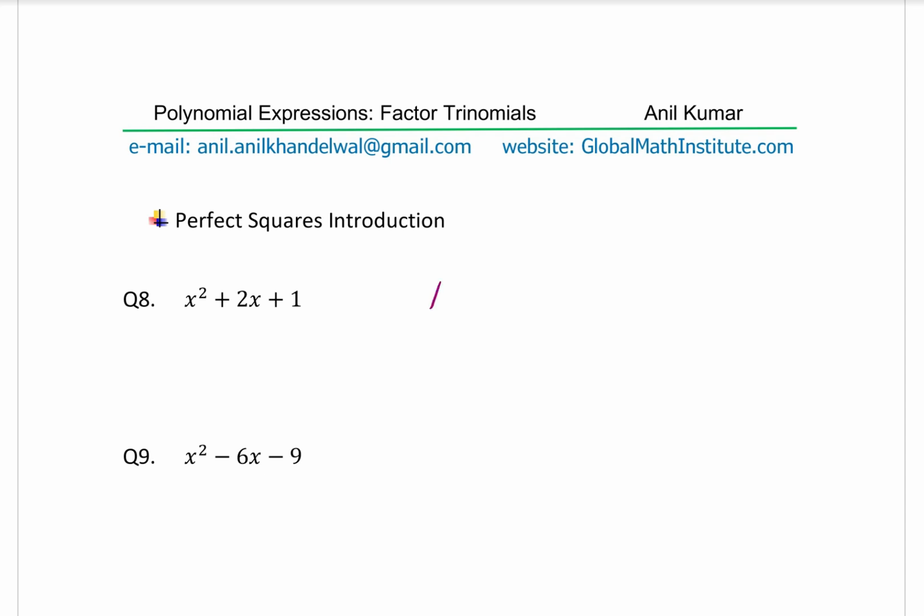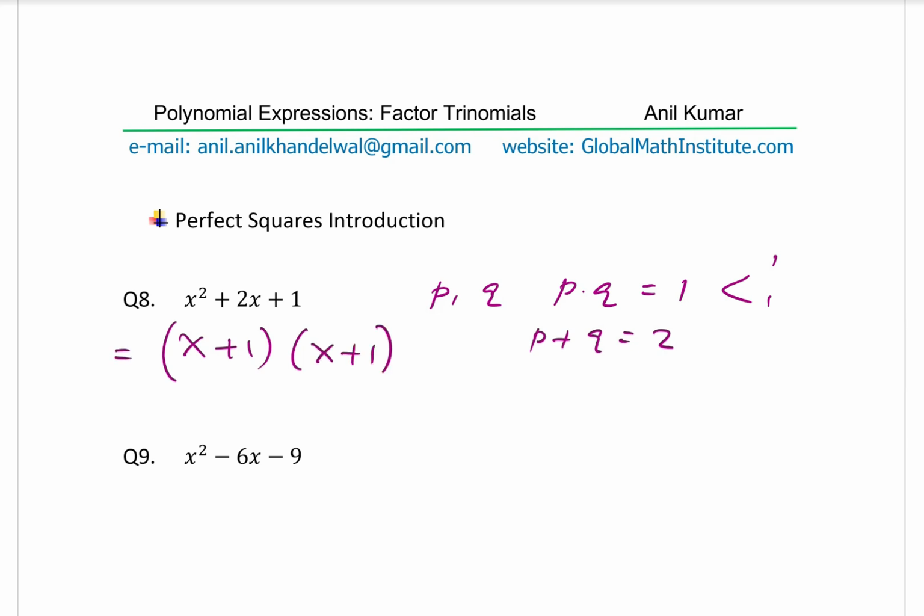Again, we're looking for two numbers p and q where the product of p and q should be 1 and the sum of p and q should be 2. Well, there is only one combination which can work for you, which is 1 and 1, and therefore you could write this as (x + 1)(x + 1). You have exactly the same factors. Do you see that? These two numbers which we got are 1 and 1. So you get the same factors. The result, therefore, is what? It is (x + 1) whole squared. So that is a perfect square.